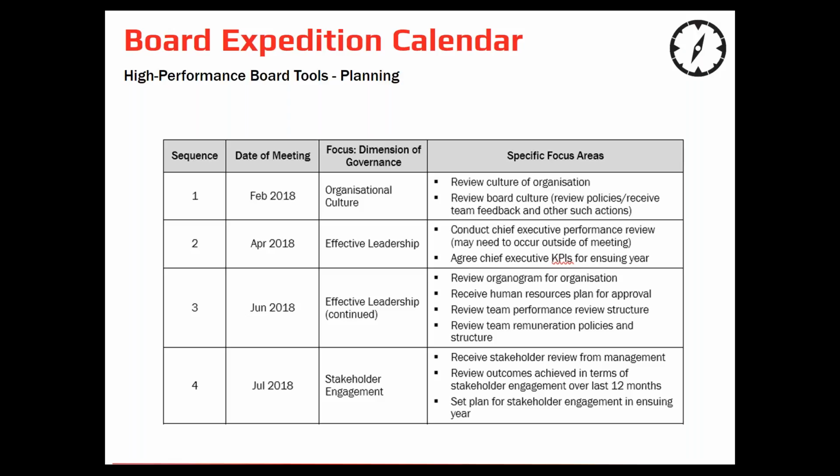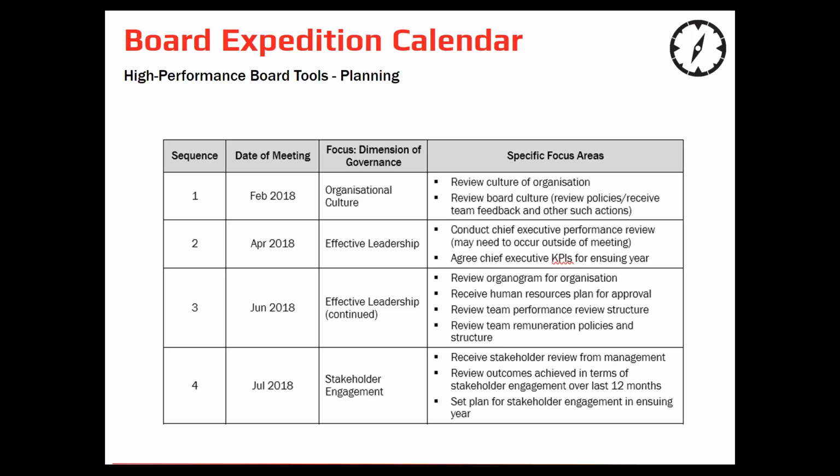And we have a sequence from 1 to 4 of this, or in this case, there's 6 boards a year, so a sequence of 6. And then we have the meeting dates, and then we have the particular measure of governance that the board will be focusing on. Here it is organizational culture, the leadership continued over 2 sessions, and then stakeholder engagement. So that you make sure that across your entire 12-month calendar, depending on how often you have boards, that you actually cover all aspects of the STAR Enterprise Governance Compass.